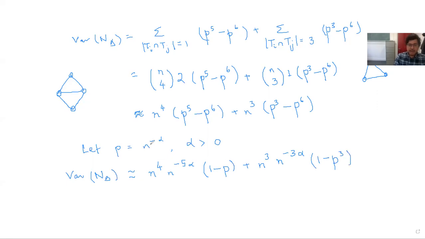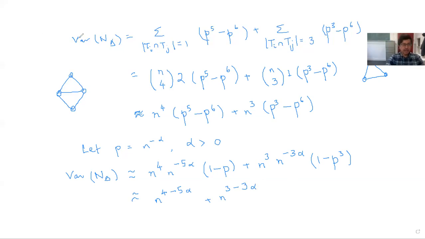Okay, now as n tends to infinity, n to the minus alpha is tending to 0. So p is tending to 0. That means 1 minus p is essentially 1, and 1 minus p cubed is essentially 1. So the variance is approximately n to the 4 minus 5 alpha plus n to the 3 minus 3 alpha. Okay, so that's the variance.